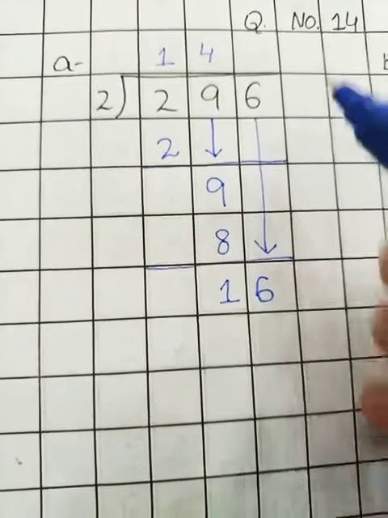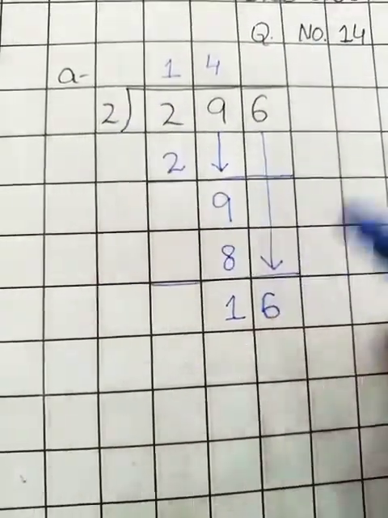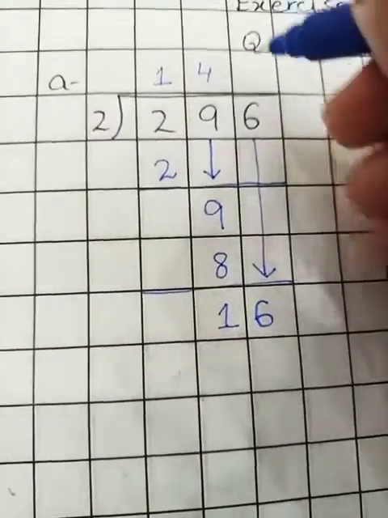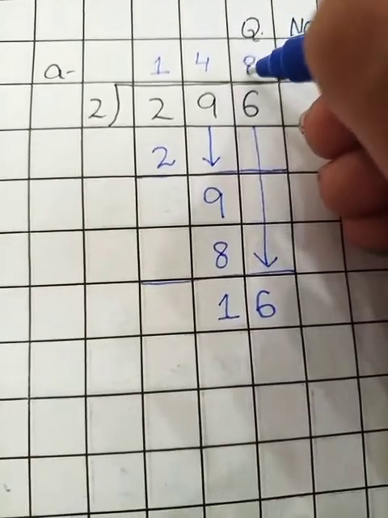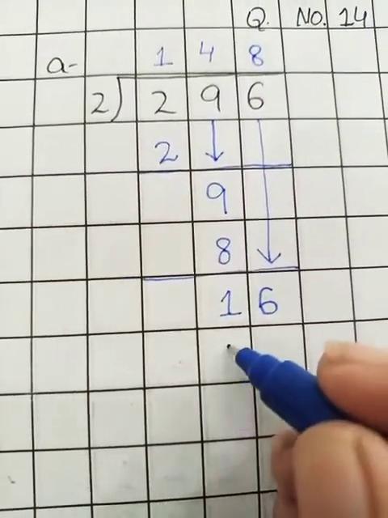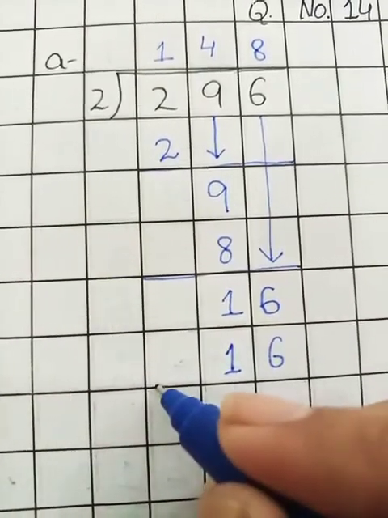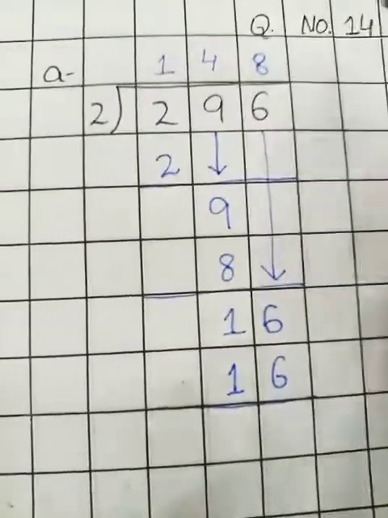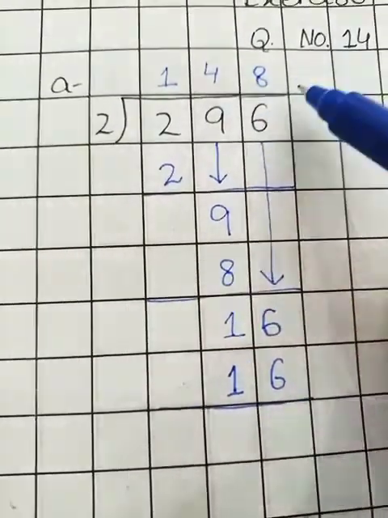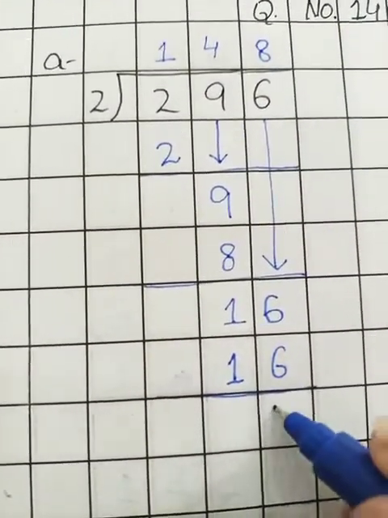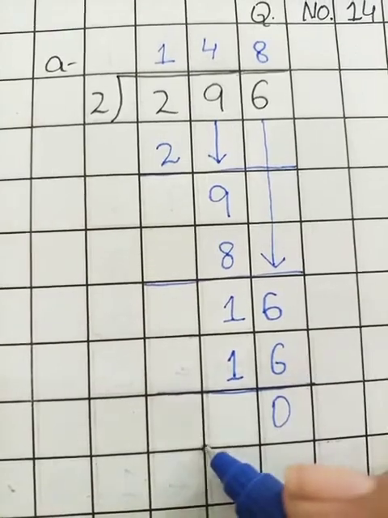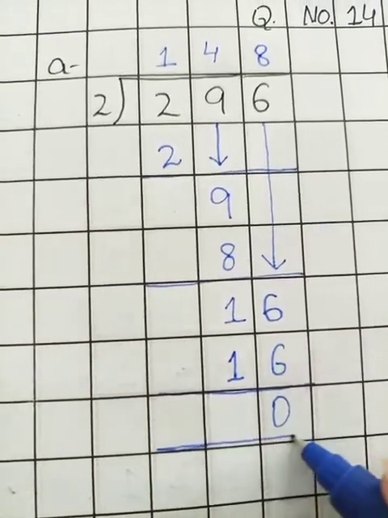Okay, so students, read the table of 2 till the 16. Yes, very good. 2 8s are 16. Very good, we have solved it. So students, what is our quotient of this question? The quotient of this question is 148 and our remainder is 0, or no remainder.